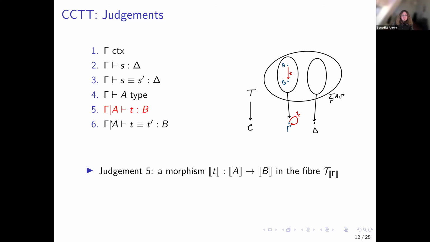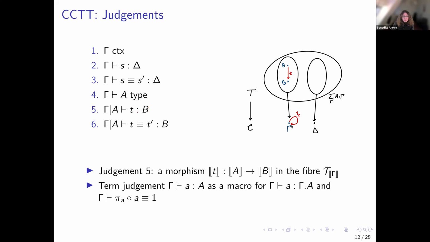Okay, so judgment 5 stands for morphisms, as before in this picture. The judgment 5 stands for morphisms, say T, in between two types in the same context, from a type A to a type B, say, that lives over the identity morphism on a context gamma. Once one has this set up, one can introduce a term judgment.